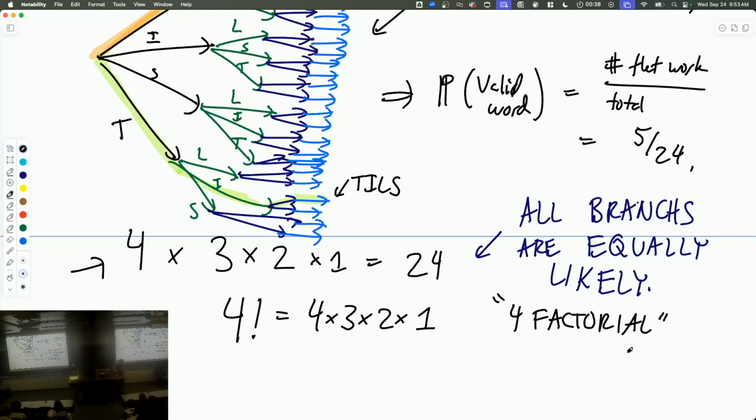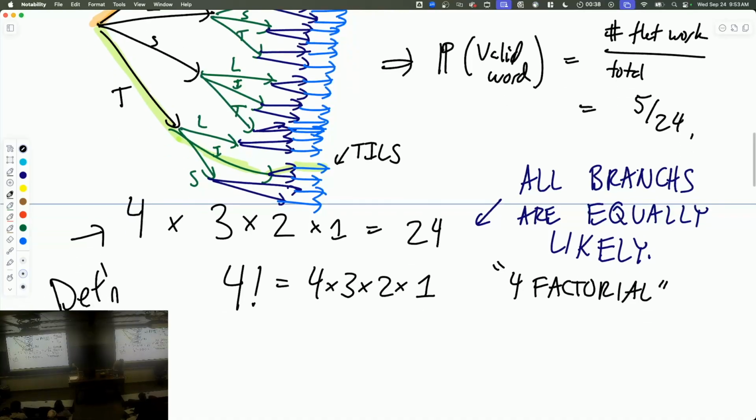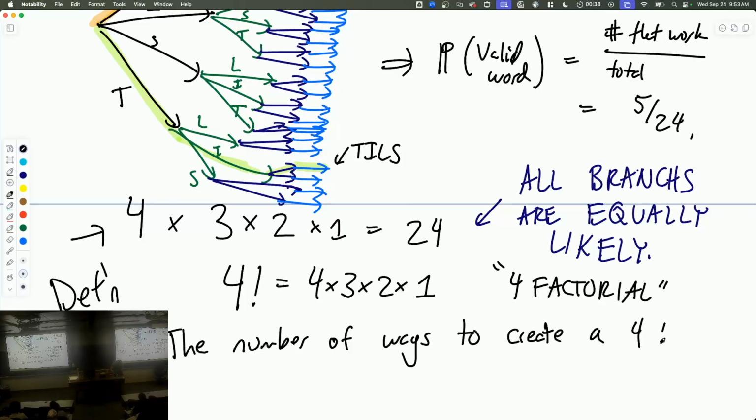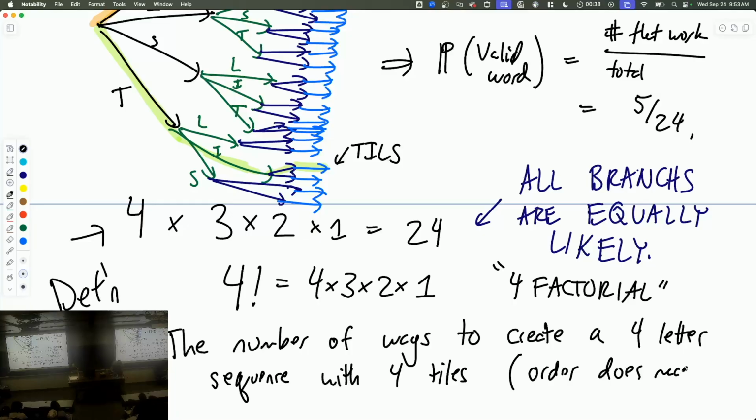And you'll see this very often. This is a definition for you. What does the exclamation mark mean? This is the number of ways to put down a sequence of 4 letters, so create a 4-letter sequence with 4 tiles. And the order matters. I'll emphasize that over here. Order does matter. Right? So the word list and the word tills are 2 different words.